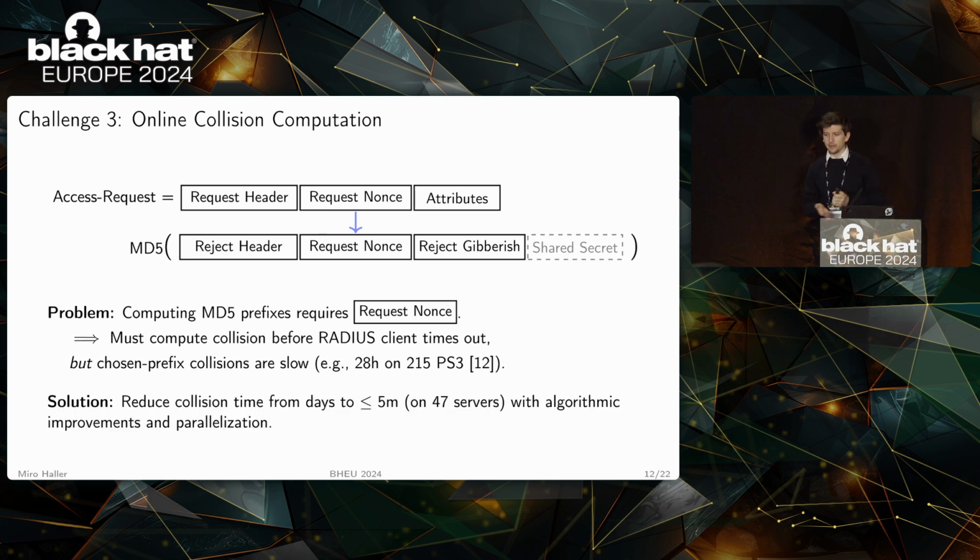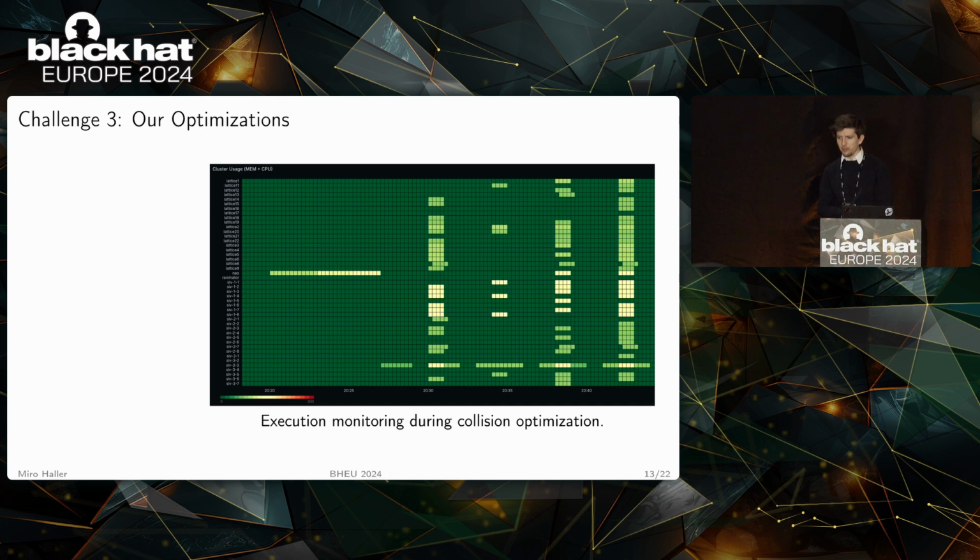And indeed, our attack first took multiple days, but we were able to optimize the time down to below 5 minutes using both algorithmic improvements as well as parallelization. So let me say a few more words about what we did.